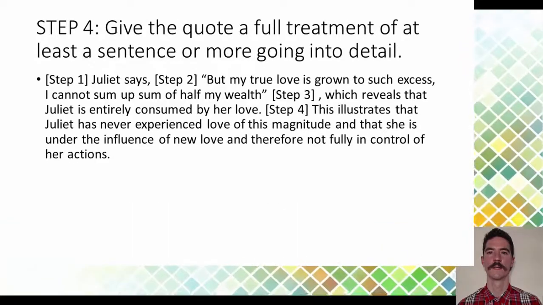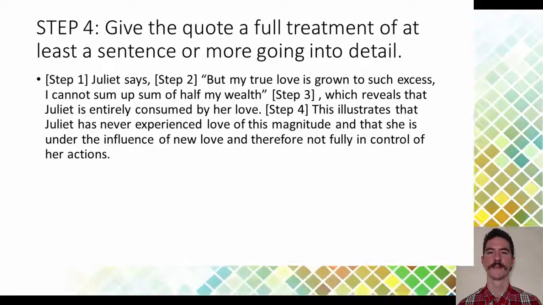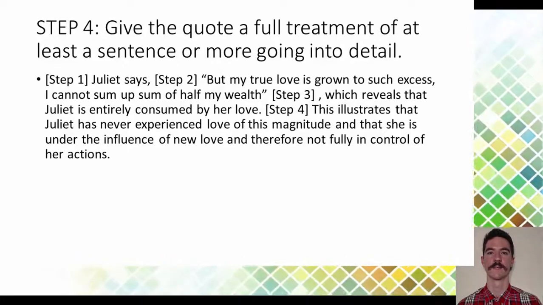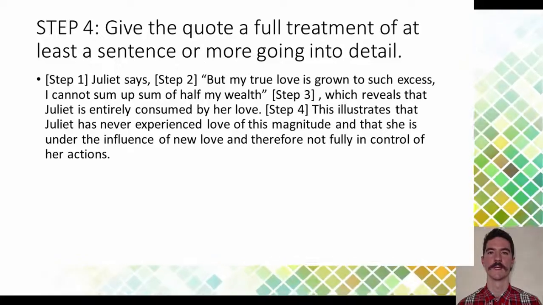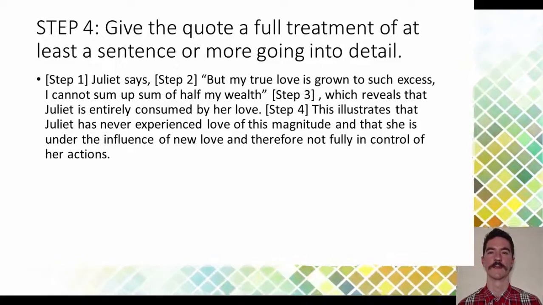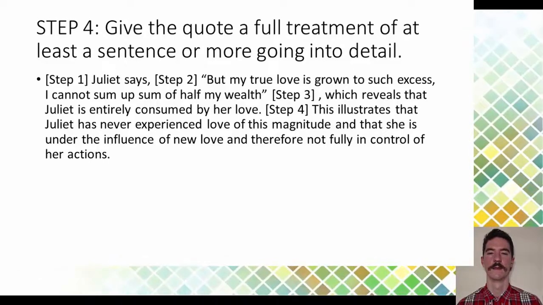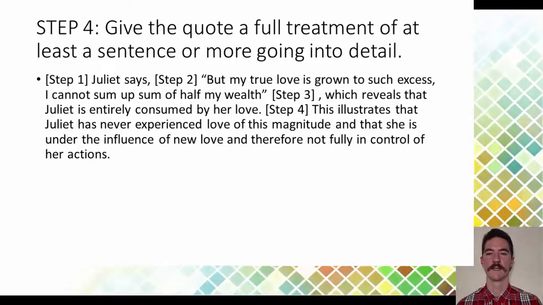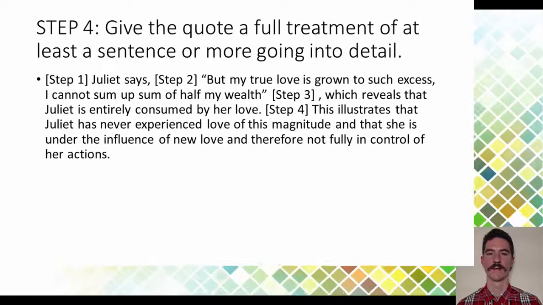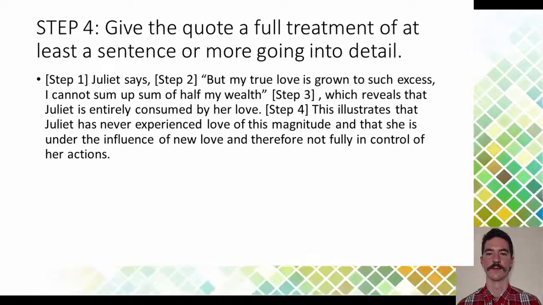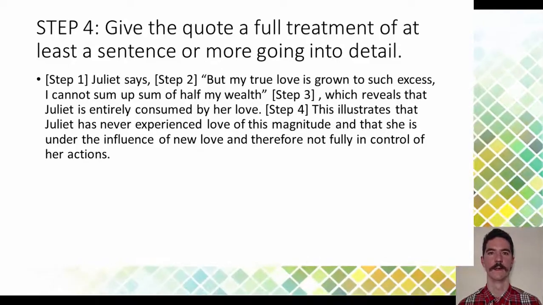Step 4, give the quote a full treatment of at least a sentence or more going into detail. So you've already rounded off the previous step with a full stop, and this is where you can freely explain the significance of the quote and how it fits into your broader argument within your essay. So what we've added here is, this illustrates that Juliet has never experienced love of this magnitude and that she is under the influence of new love and therefore not fully in control of her action.